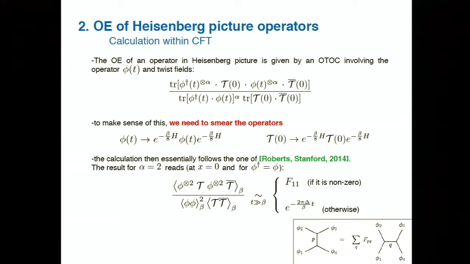by applying some technology that was already used by other people some time ago, you can show that at large time, and at position 0 here (I'm just writing the position at 0 for simplicity), this goes either to a constant, if this constant is non-zero. This constant turns out to be some coefficient of the F matrix. Or if this constant is 0, then it decays exponentially with time. And since the operator entanglement is essentially the log of this thing, you see that the operator entanglement either goes to a constant or just blows up linearly with time.